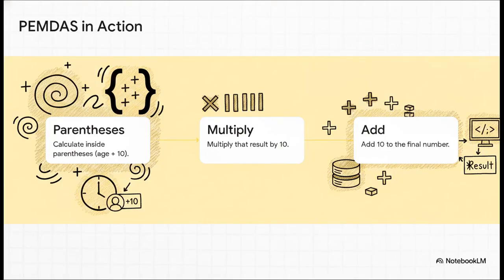So HR gives you this frankly bizarre formula. Take their age, add 10, multiply it by 10, and then add another 10. Okay, to make SQL calculate this correctly, we literally just type age plus 10 times 10 plus 10 directly into our select statement. And because of PEMDAS, the database knows to handle that addition inside the parentheses first, then it does the multiplication, and finally it knocks out that last bit of addition.